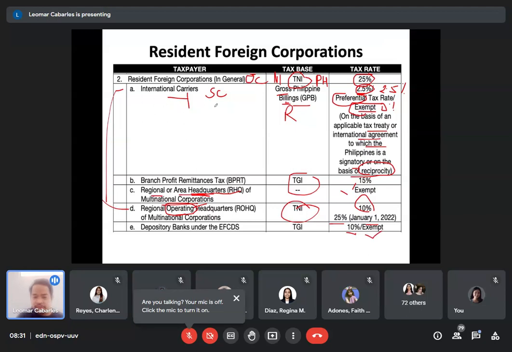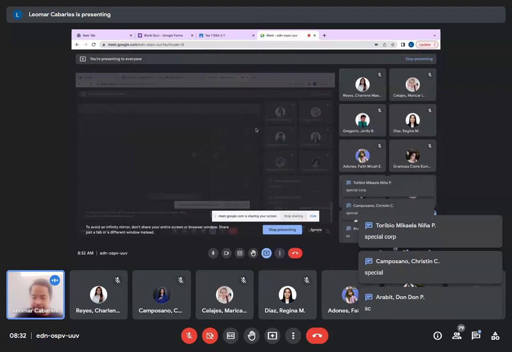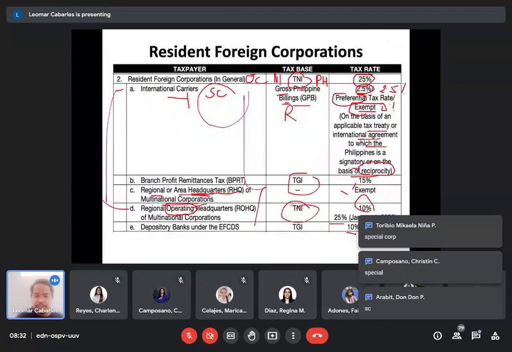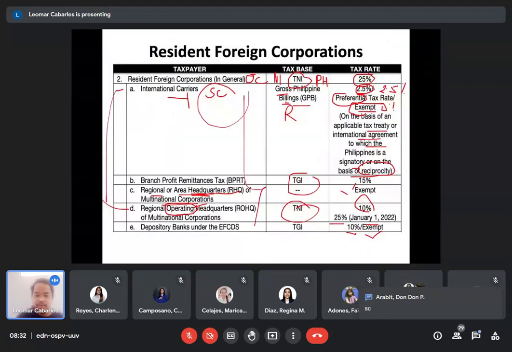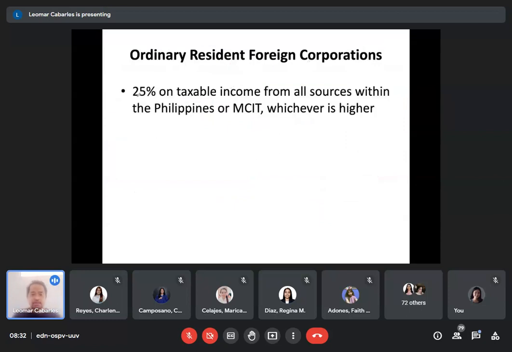So again, what do you call this 5? International carriers down to FCDU. You call them special corporations. Okay? Although the number 4 will eventually become, starting this year, ordinary corporation. So let's talk about ordinary corporation na resident foreign corporation. So ordinary resident foreign corporation, ang tax rate niya ay 25%.